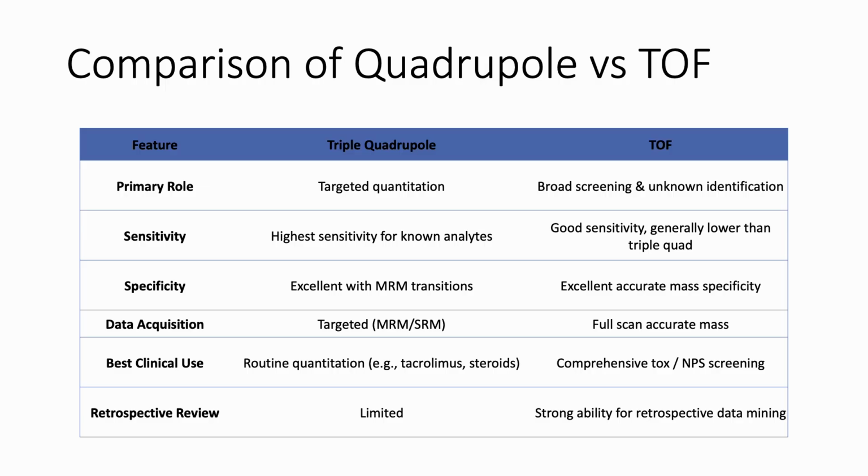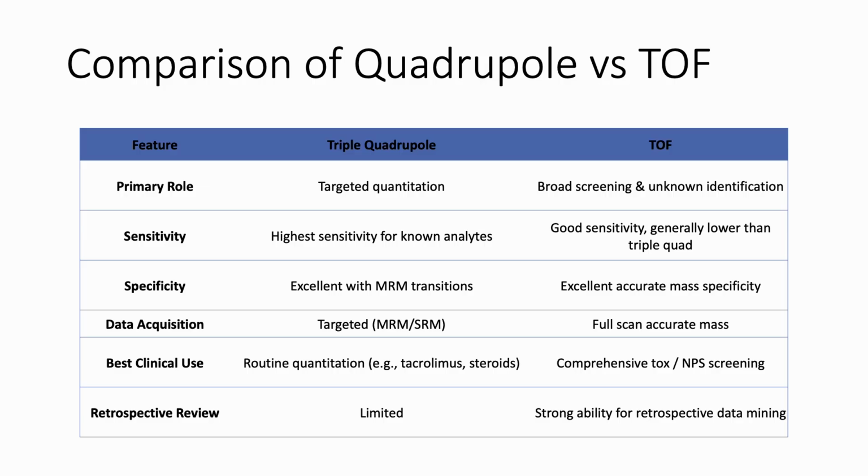And from a retrospective review perspective, this is one other component I want to call out: it's quite limited with triple quadrupole. You can't really say, hey, if I wasn't looking for flunitrazepam in a benzo assay, if I hadn't defined those masses for flunitrazepam in that data collection, that data was never collected. You would never be able to find it. Whereas flunitrazepam in a time of flight has certain high resolution mass characteristics based on its mass, and I can always look back at that data because all of the data was collected.